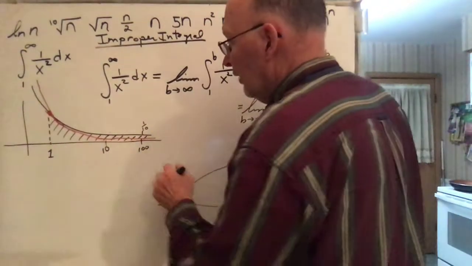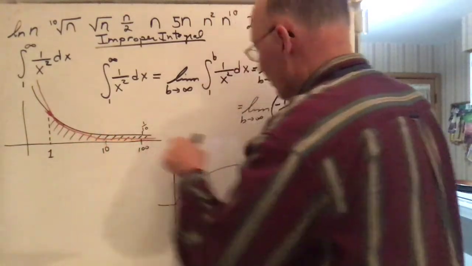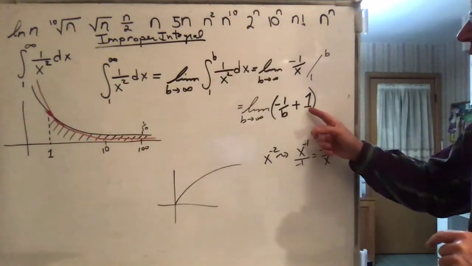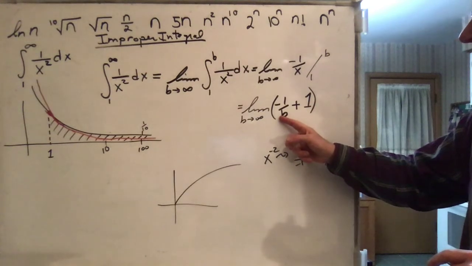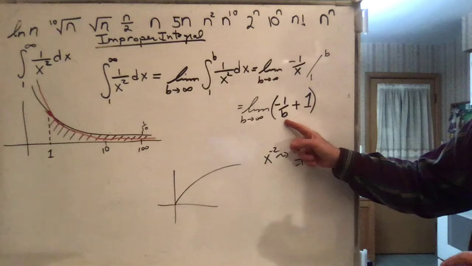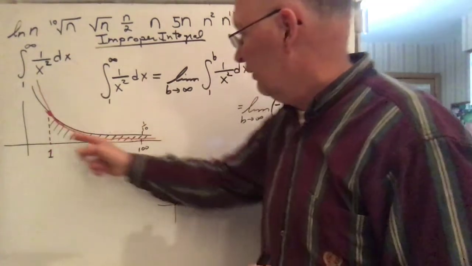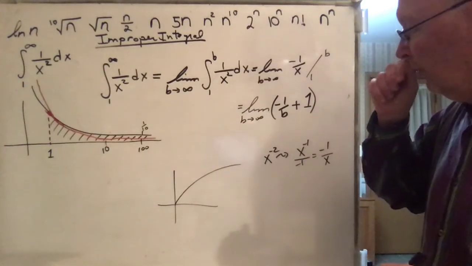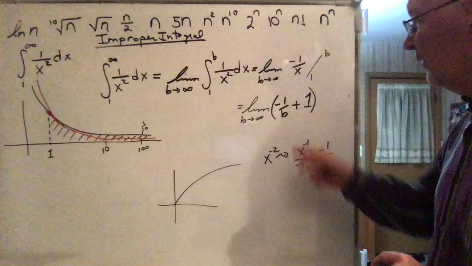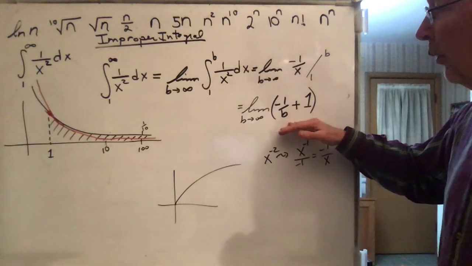What if I go all the way out to 100? How much area is there underneath this red line? If you go all the way out to 100, it's going to be 1 minus 1/100th, which is 99/100ths. What if I go out to 1,000,000? How much area is going to be underneath there? It's going to be 1 minus 1/1,000,000th, which is 999,999 over 1,000,000. It's going to be very, very close to 1, but not quite there.